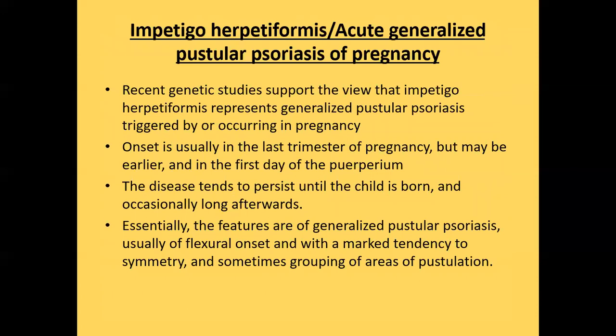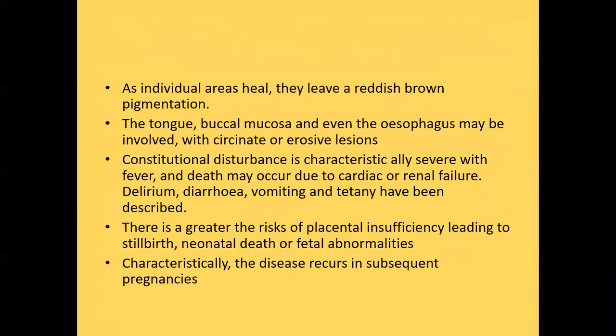Impetigo herpetiformis, also known as the acute generalized pustular psoriasis of pregnancy. Rare genetic studies support the view that impetigo herpetiformis represents generalized pustular psoriasis triggered by pregnancy. Onset is usually in the last trimester, but can start earlier and even in the puerperium, the first day of puerperium. The disease tends to persist until the child is born and occasionally long afterwards. The features are essentially similar to those of generalized pustular psoriasis, with flexural onset and marked tendency of symmetry and grouping of pustules.